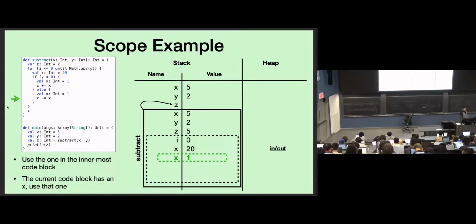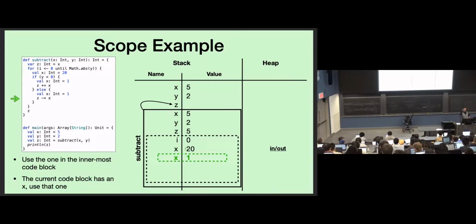Oh, by the way, this is probably intuitive, but the green arrow is where we're currently executing. We're currently executing in this else block, right here. So we're going to look there for an X, and we're going to find one. Cool, our search is done. That's it. Easy day. So X is going to have the value 1 in this line.